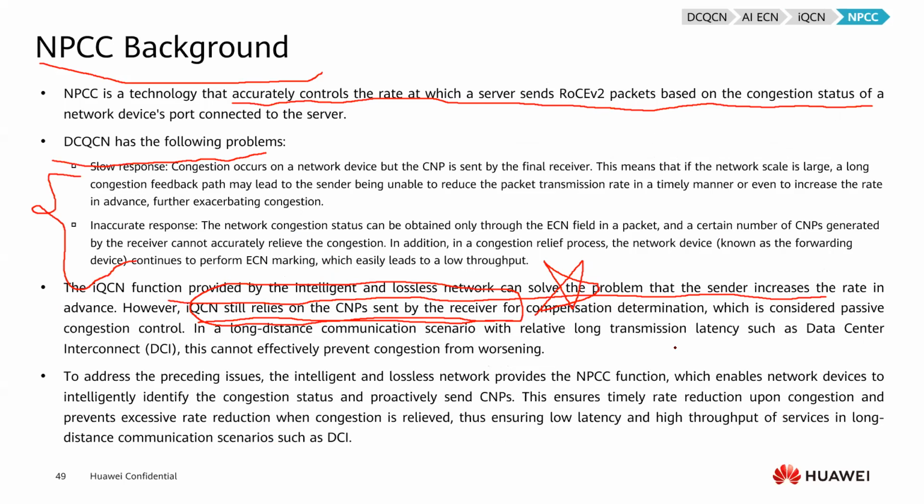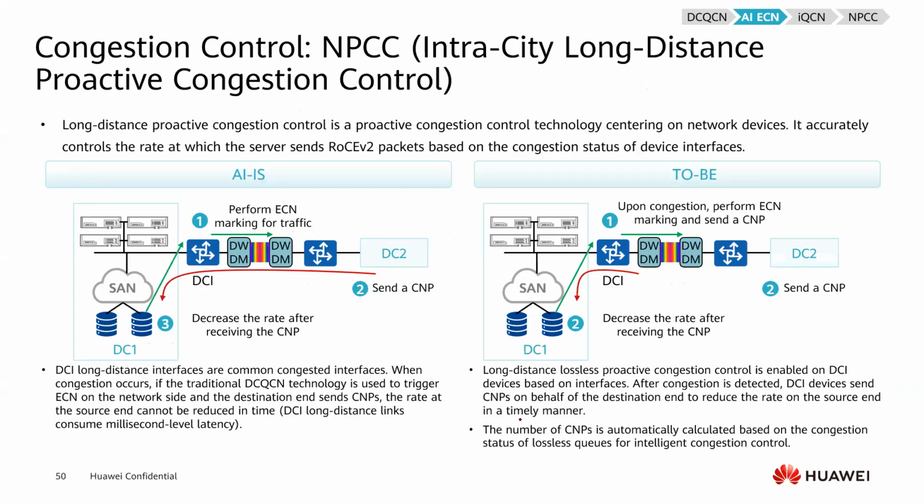CNP packet. But in a long distance communication scenario with a relatively long transmission latency, such as data center interconnect, DCI scenario, this can't efficiently prevent congestion from worsening. To address the preceding issue, the intelligent lossless network provides the NPCC function, which enables network devices to intelligently identify the congestion status and proactively send the CNP.